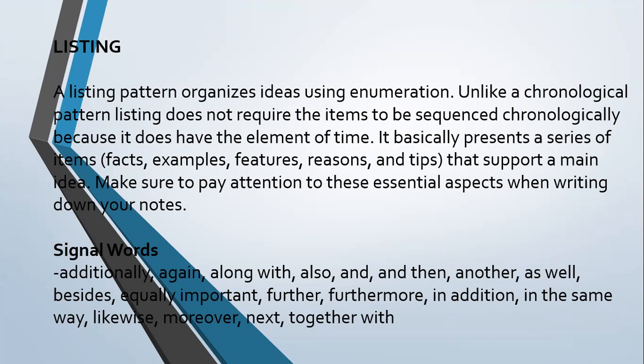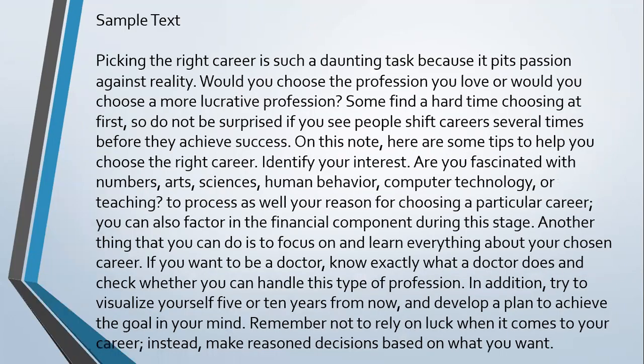Okay, the signal words for this type of pattern of development are additionally, again, along with, also, and then another, as well, besides, etc. Okay, let's look at the sample text.